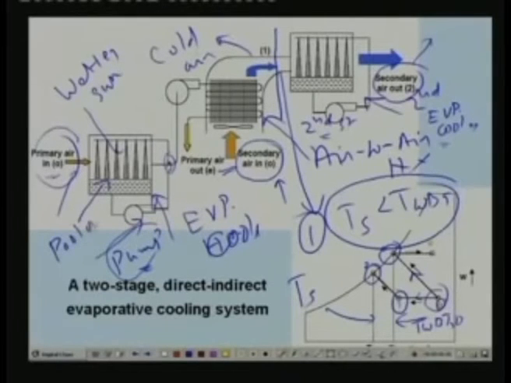Okay, a pool of water. The pump is connected to this pool of water, so it continuously draws water from this pool, and it pumps it to the top of the evaporative air cooler, and it throws it onto the wetted pads. Or if it is an air washer, then it sprays the water droplets into the air washer.